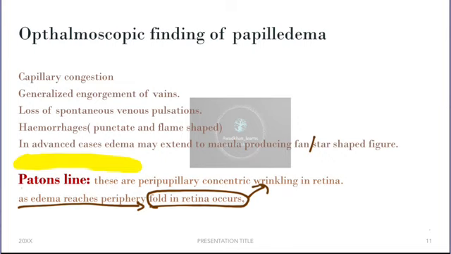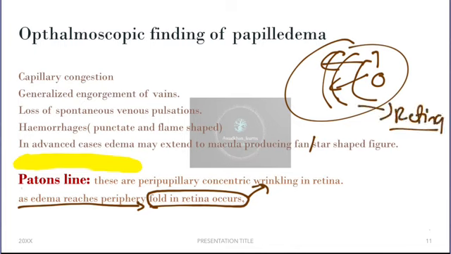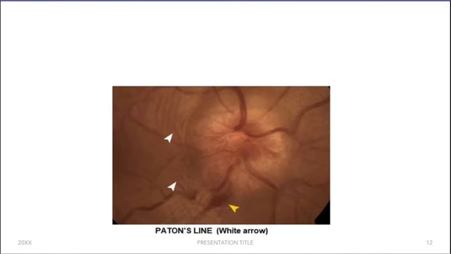As edema reaches periphery, there are concentric wrinkling in the retina, which are known as Paton's lines. So this is a diagram. This is an image showing there is a papilledema with the disc margin lost here, no differentiation, and these are the Paton's lines, concentric wrinkling.